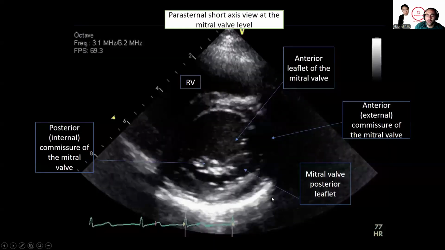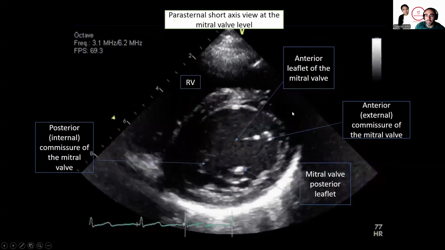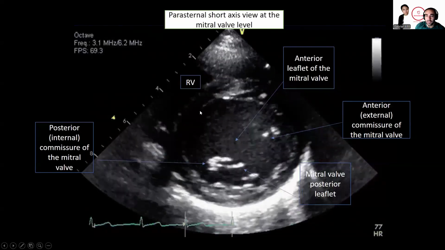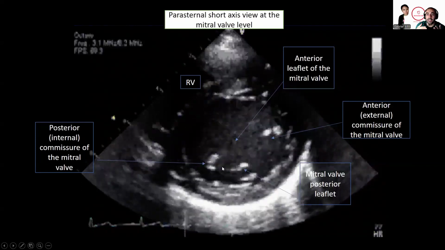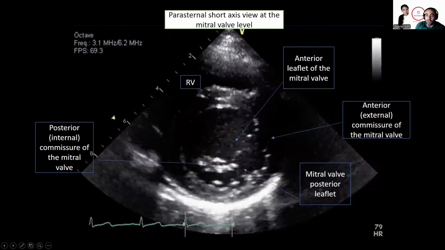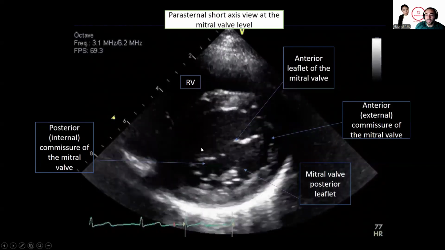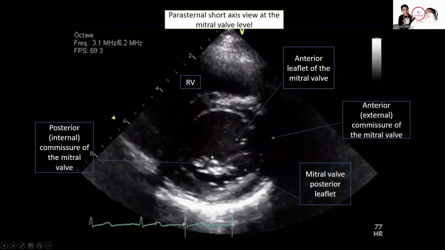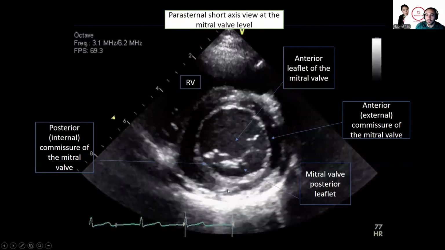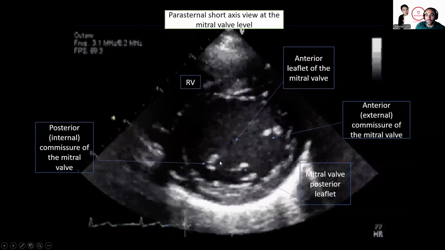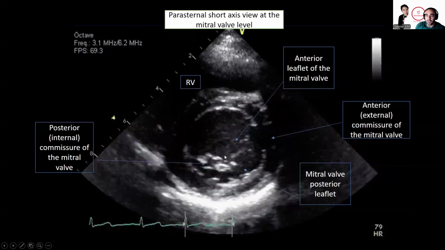When we go down below the base of the heart, the left atrium sits on top of this left ventricle. So basically we're looking as if we're at the bottom of the left atrium. So on top of this image, there is the left atrium emptying into the left ventricle. So we see here the mitral valve that looks like a fish mouth opening and closing.